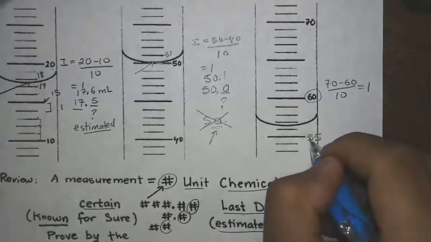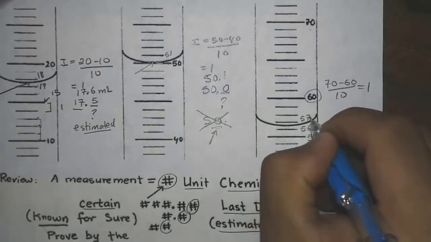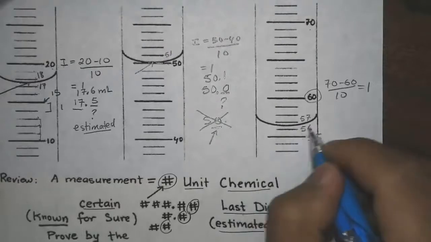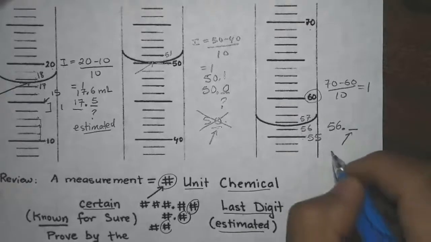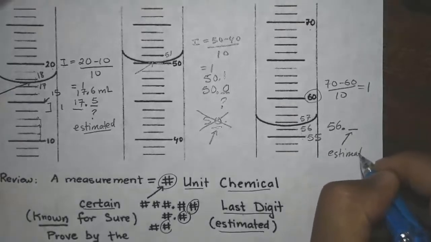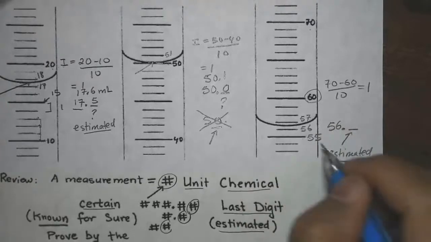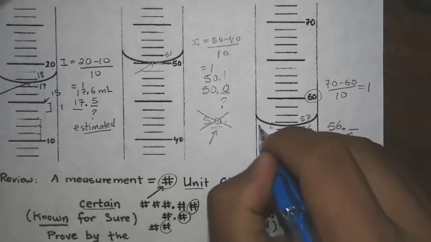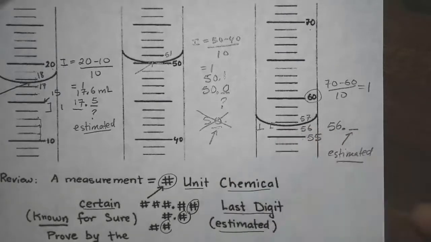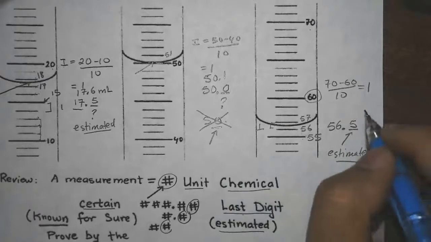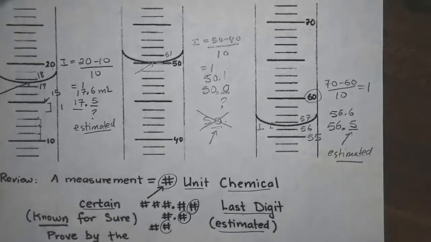So this is 55. This must be 56. And of course this must be 57. So we know for sure that this has to be 56 point something. So again, this is our estimate. In this case, it's between 56 and 57, and this value right here is about half of this right here, so half of 1 is equal to 0.5. Or we can say this is 56.6 as well. Those are all valid answers.